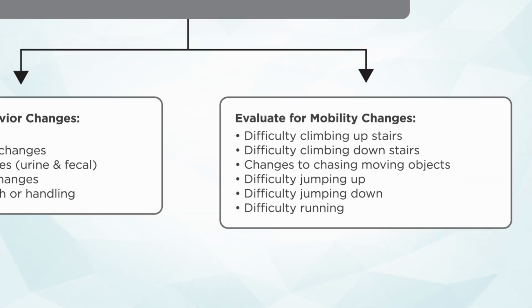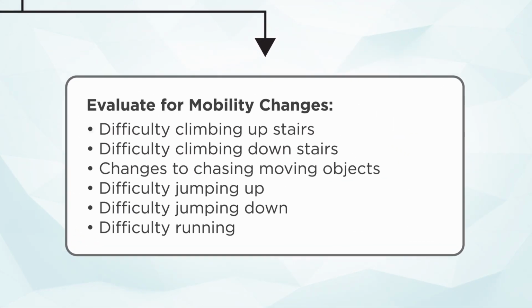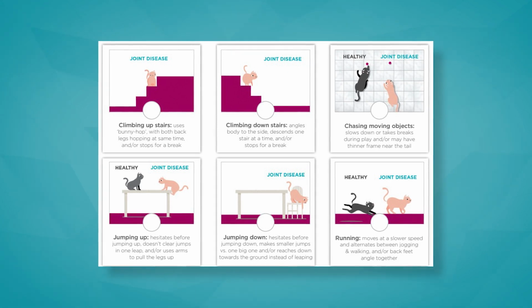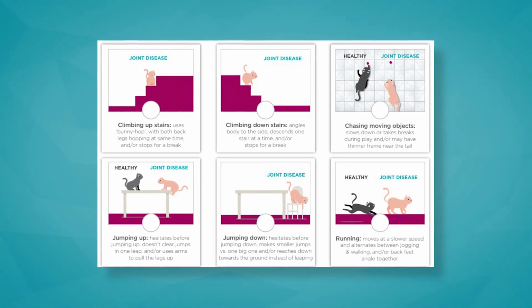For example, where does your cat urinate and how? May reveal the owner seeing the cat urinate next to the litter box because the cat is now standing to urinate due to hip pain. Then evaluate for mobility changes, from difficulty climbing up the stairs or climbing down the stairs, changes in how they chase and move after objects, difficulty jumping up and down, and difficulty running or change in their gait. The answers to these questions are crucial to identifying cats compensating for OA pain.